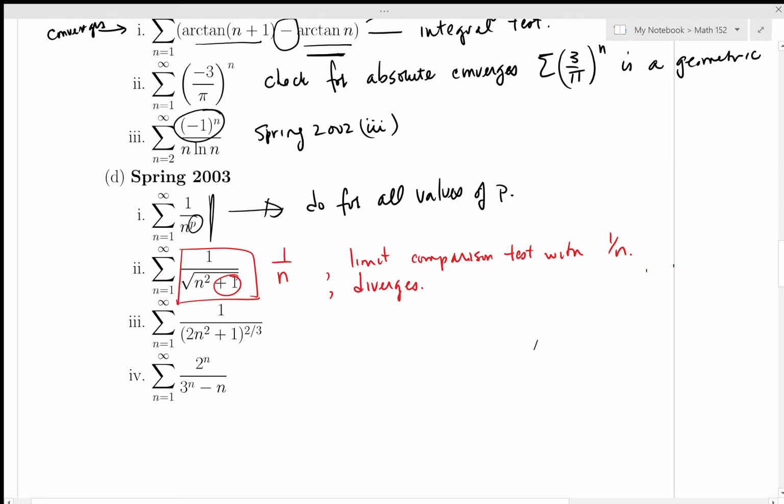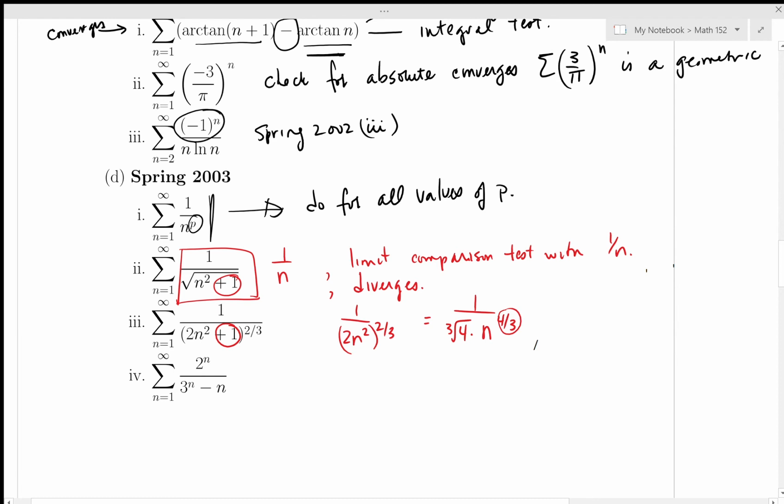Again, this pesky little 1 is not going to make much difference. It doesn't make much difference when n is large. So I'm thinking, okay, I'm looking at something that looks effectively like 2n squared to the 2/3, which looks like 1 over the cube root of 4 times n to the 4/3. And then I know that by the p-series, when this number is bigger than 1, it converges. So I immediately think, oh, this probably converges.